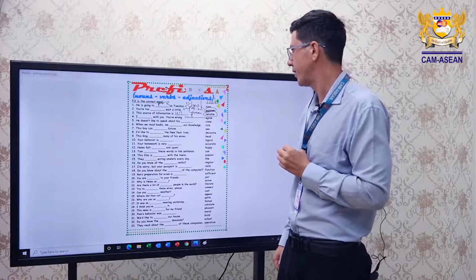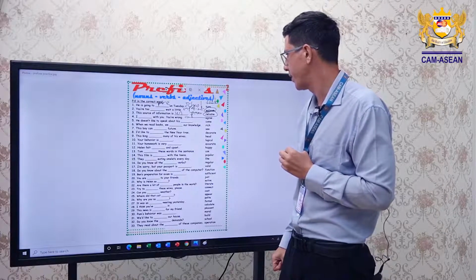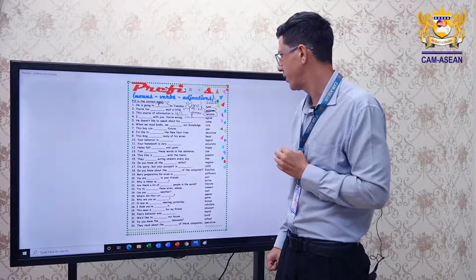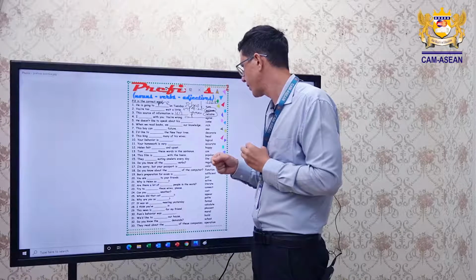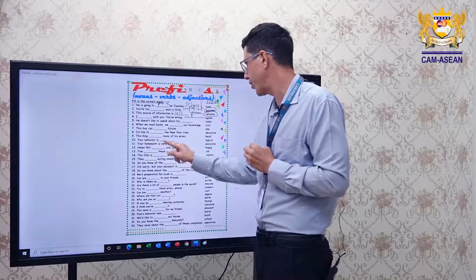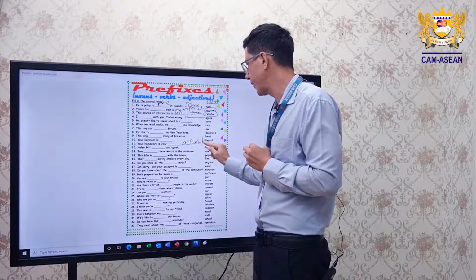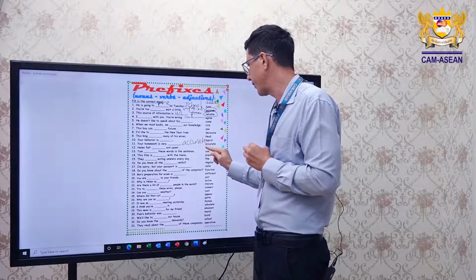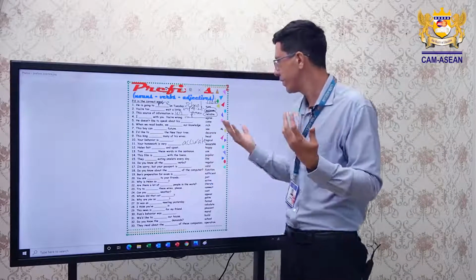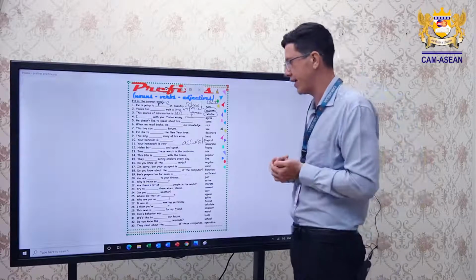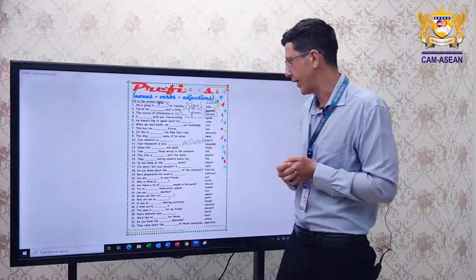Okay, let's do another one. Let's do this one. Your homework is we're going to use the root word accurate. Accurate means correct, no mistakes. Now, accurate, what kind of word is it?